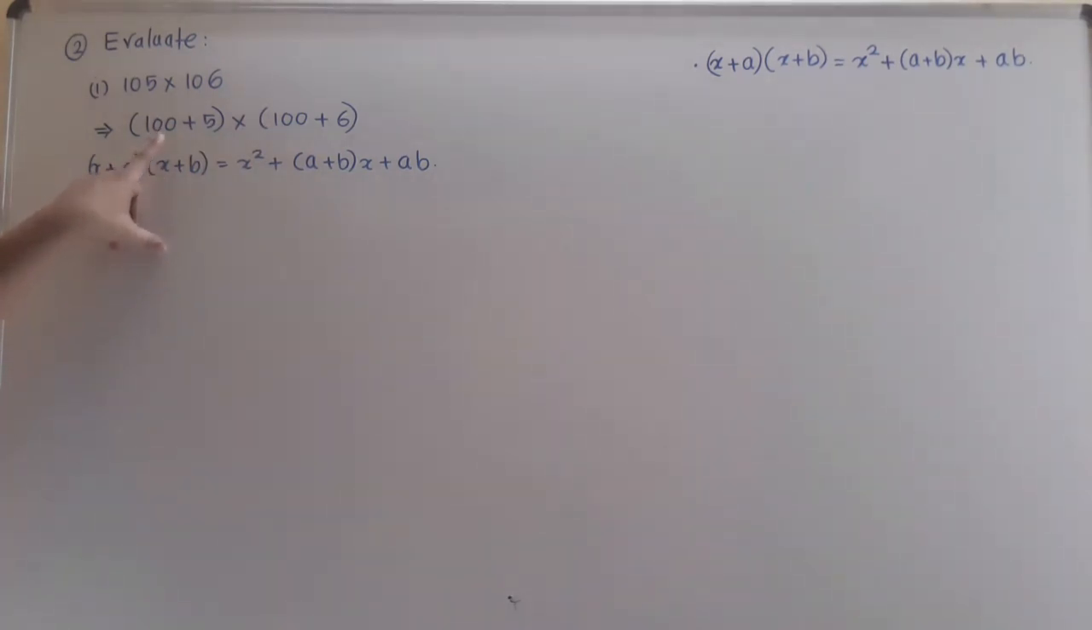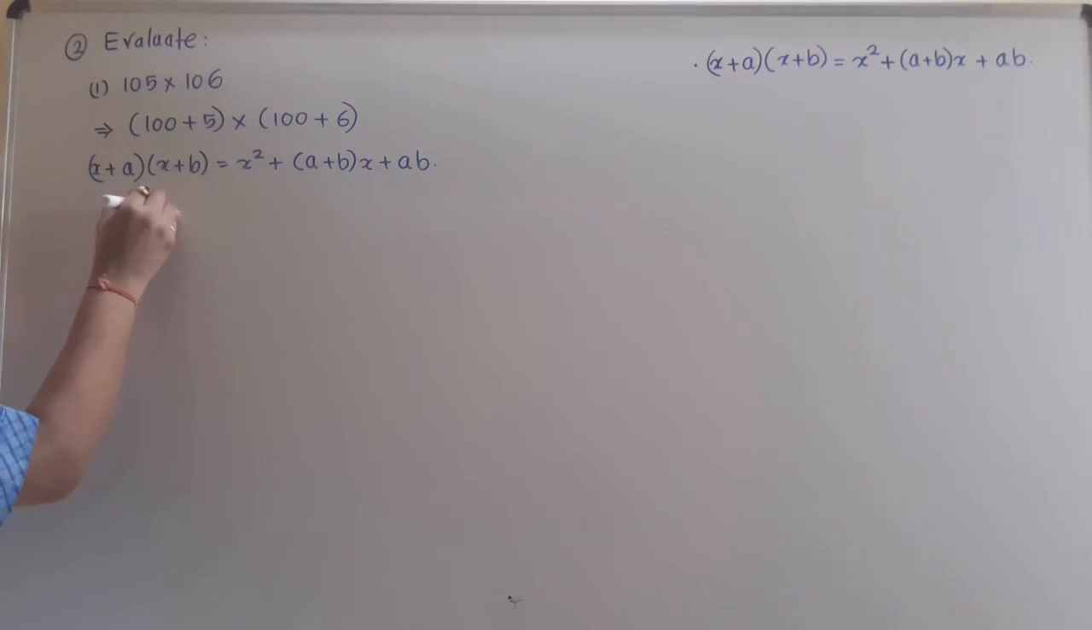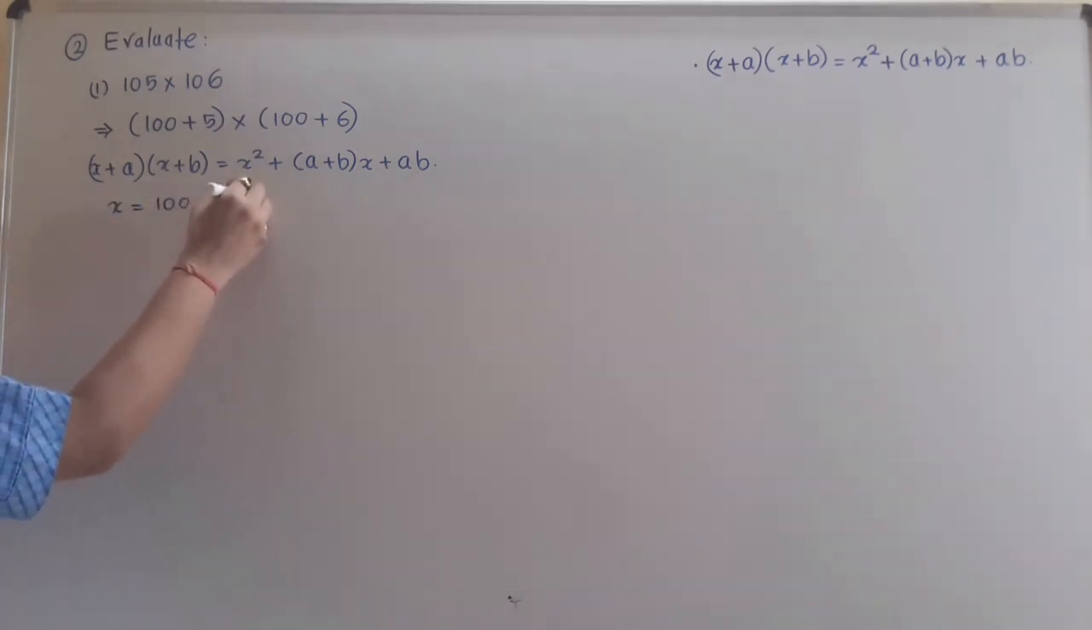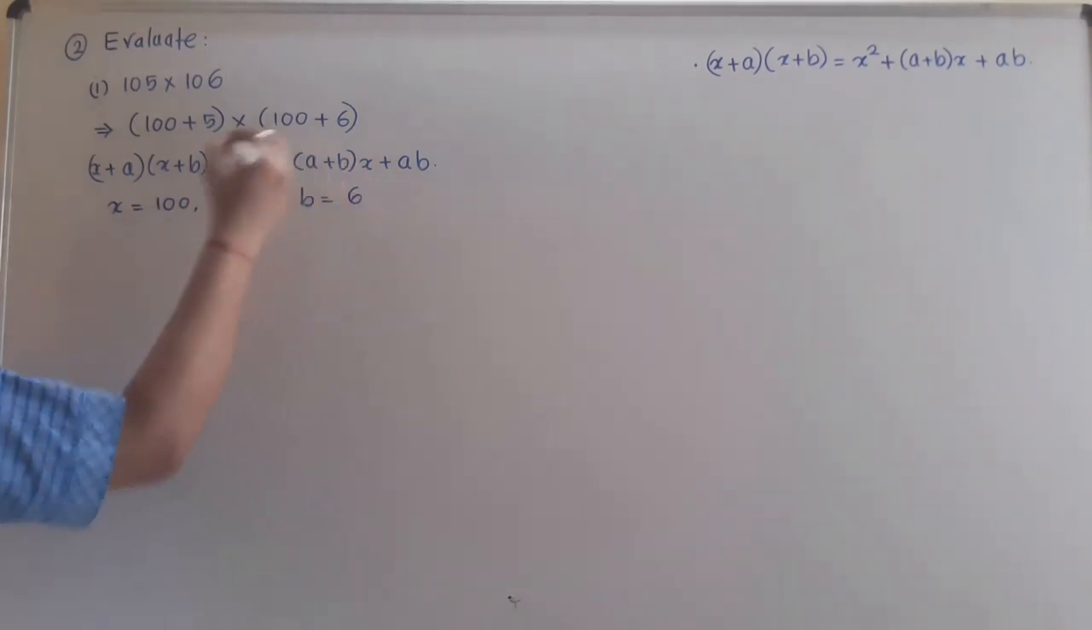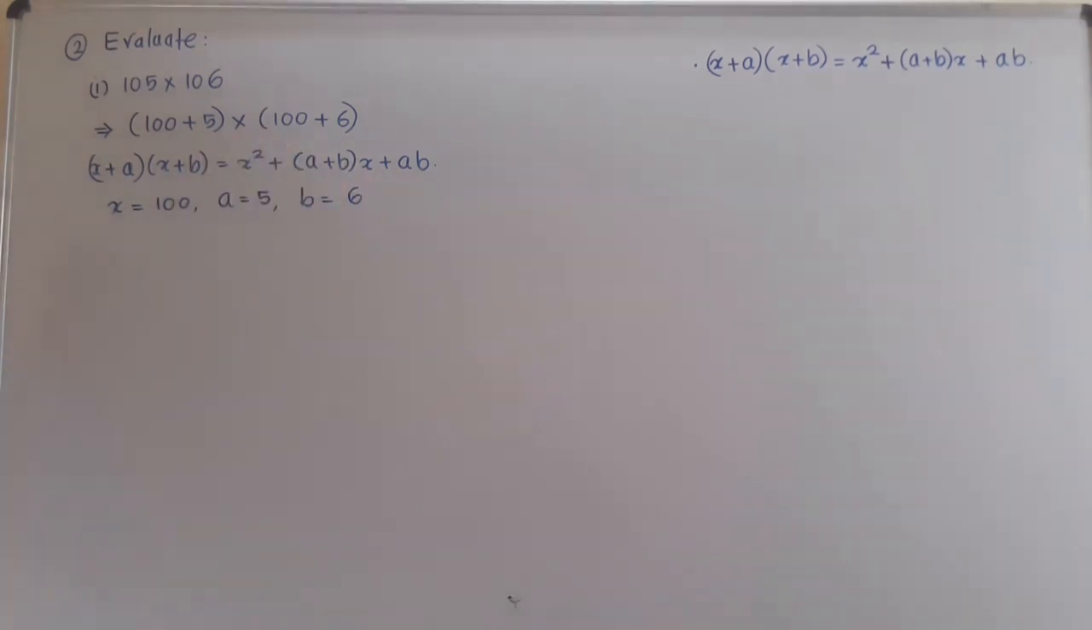x. And here, what is the first term given to us? 100. So if you compare properly, the value of x will be equal to 100, that is given in the question. Similarly, the value of a will be plus 5 and b will be plus 6. Okay, now put all these values in the whole formula.